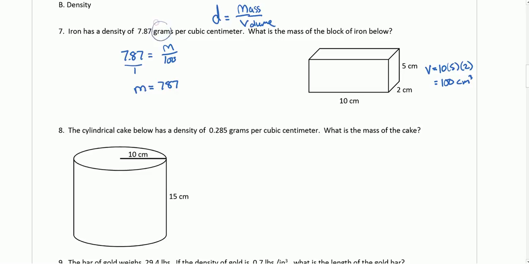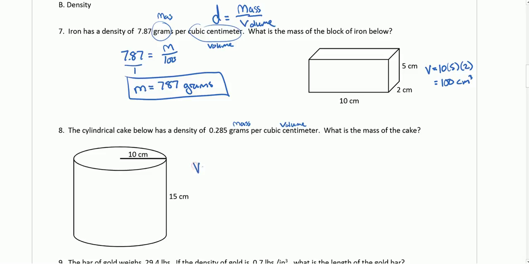If you look at the density, it's grams per cubic centimeter. This is the units of mass. This is the units of the volume. And we're solving for mass, so we're looking at grams. Number 8, we've got a cylindrical cake below that has a density of 2.285 grams per cubic centimeter. So again, we see the mass is in grams, the volume is in cubic centimeters. What's the mass of the cake?